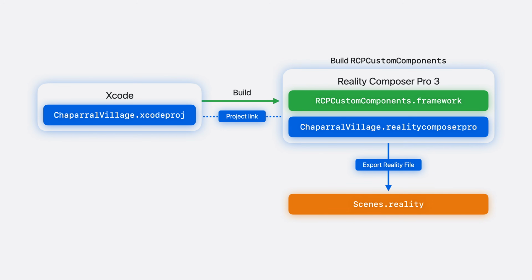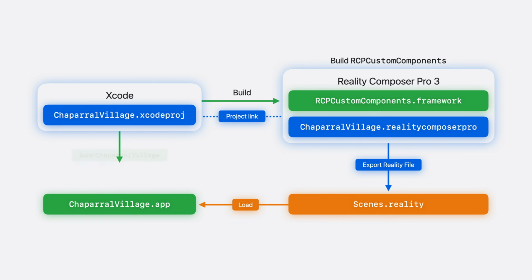Finally, the scenes created in Reality Composer Pro 3 are exported to a reality file, which is linked into and loaded by the app. When the code is updated, the developers build a new plugin framework for everybody on the team to use, as well as a new app. When the content is changed, a new reality file is exported to test in the final app.